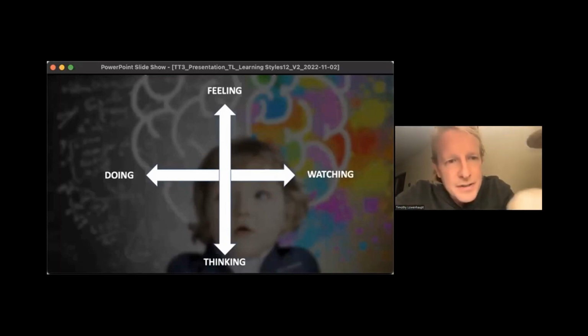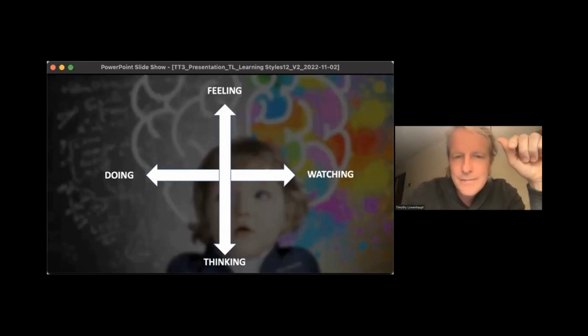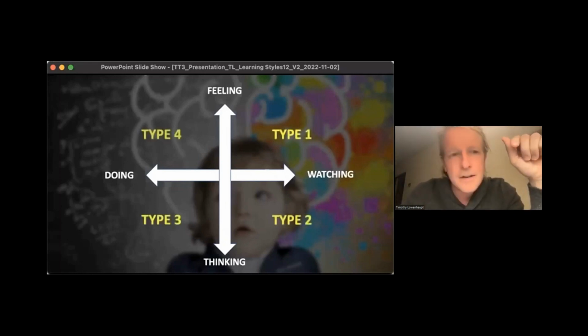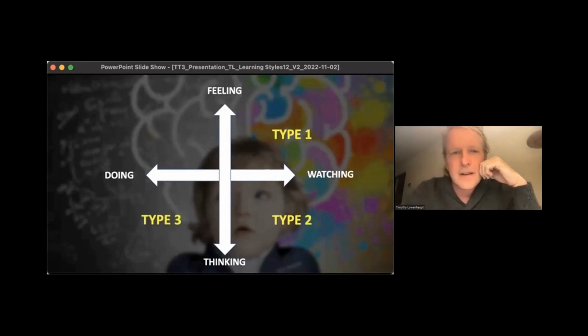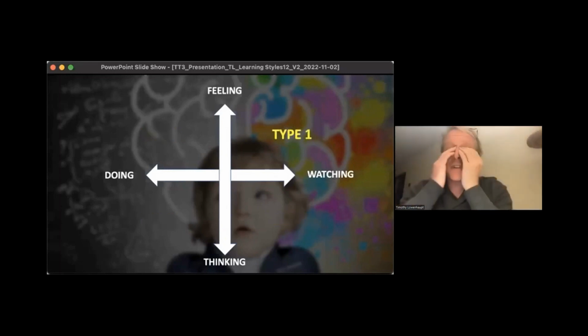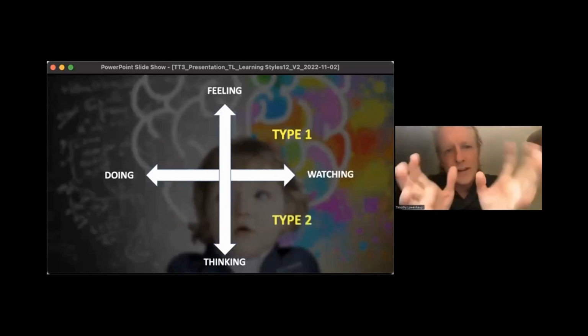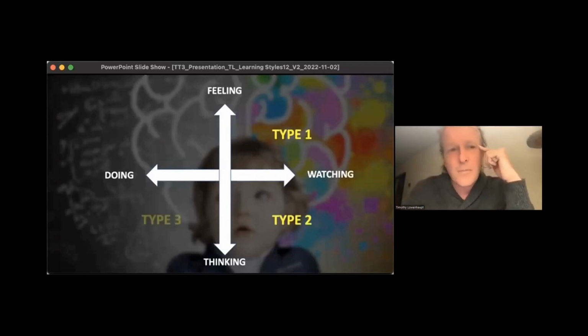And so with these crisscrossing arrows, you get four types of learners. Someone who observes and feels is a type 1 learner. Someone who observes and thinks is a type 2 learner. Someone who does stuff with their hands and thinks is a type 3. And one who does things and feels is a type 4.